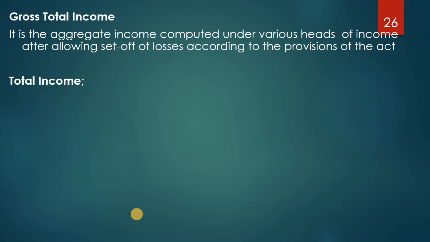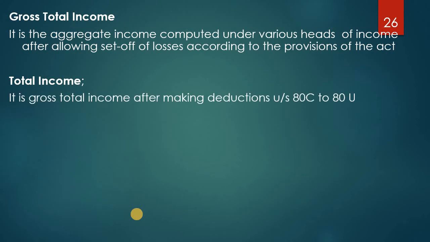Next, total income. Once you get the gross total income, then you have to allow the deductions. Once all the deductions are subtracted, the income you get is your total income. So it is the gross total income after making deductions from 80C to 80U. There are various deductions, starting from 80C, then 80D, 80E, and continuing till 80U. We have to allow such deductions if they are available to such a person.